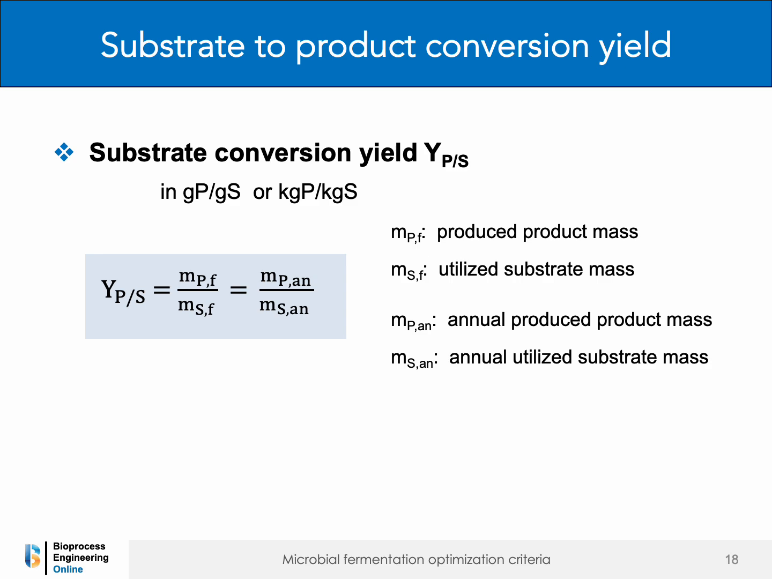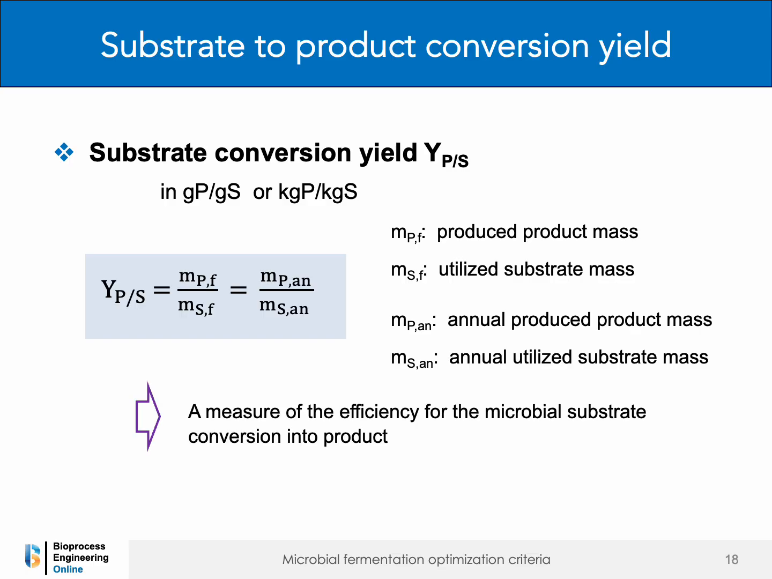The same definition applies on an annual basis as the ratio of the annual mass of product generated to the annual mass of substrate used. Thus, the global conversion yield quantifies the efficiency with which the fermenter converts substrate into product, directly linking biological performance to material cost.